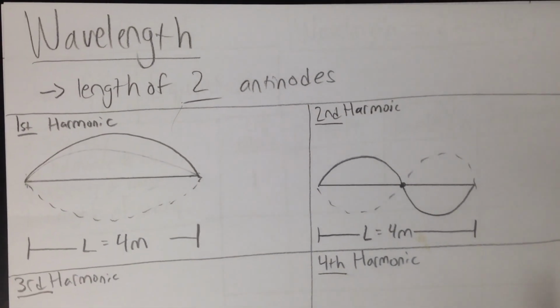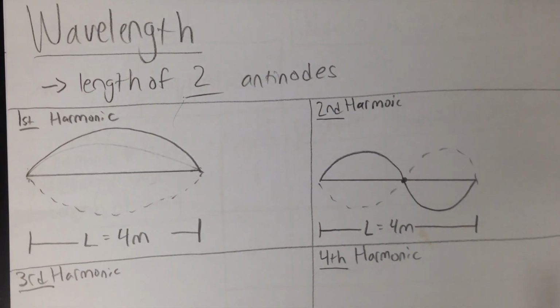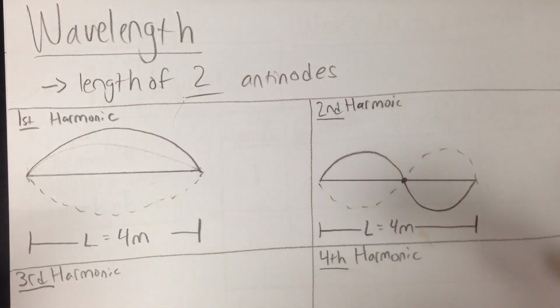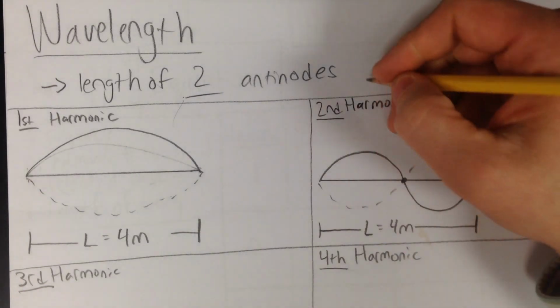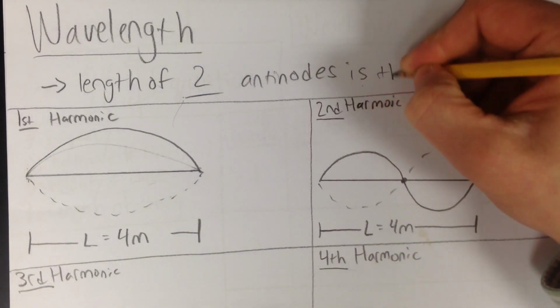Let's talk about how to measure wavelength of a standing wave. The definition of wavelength is a crest and a trough together. How long is one crest and one trough together? So basically, to translate that definition for a standing wave, it's the length of not just one antinode but two antinodes, crest antinode and trough antinode, together. All right. So the length of two antinodes is the wavelength.